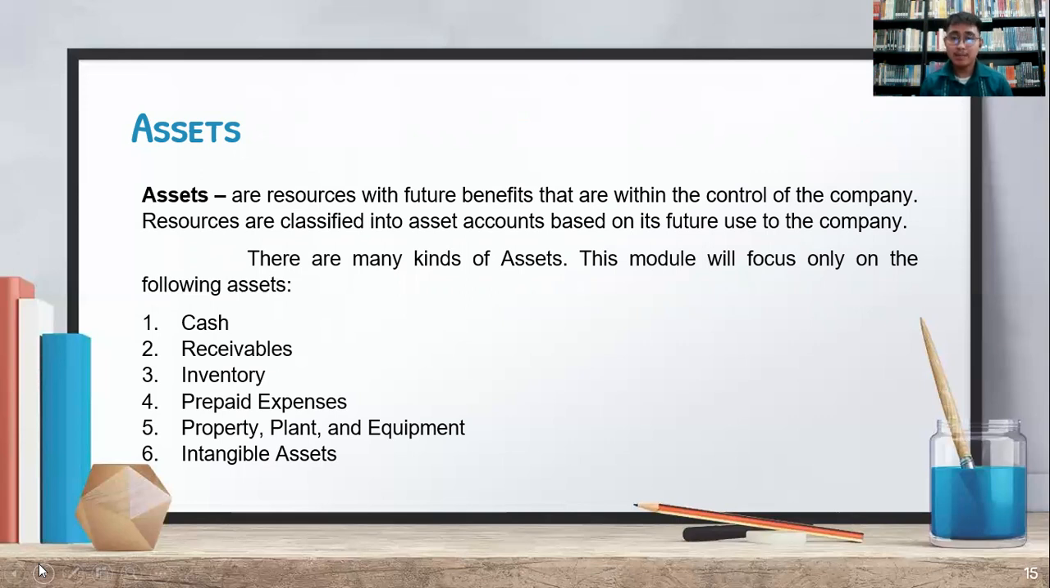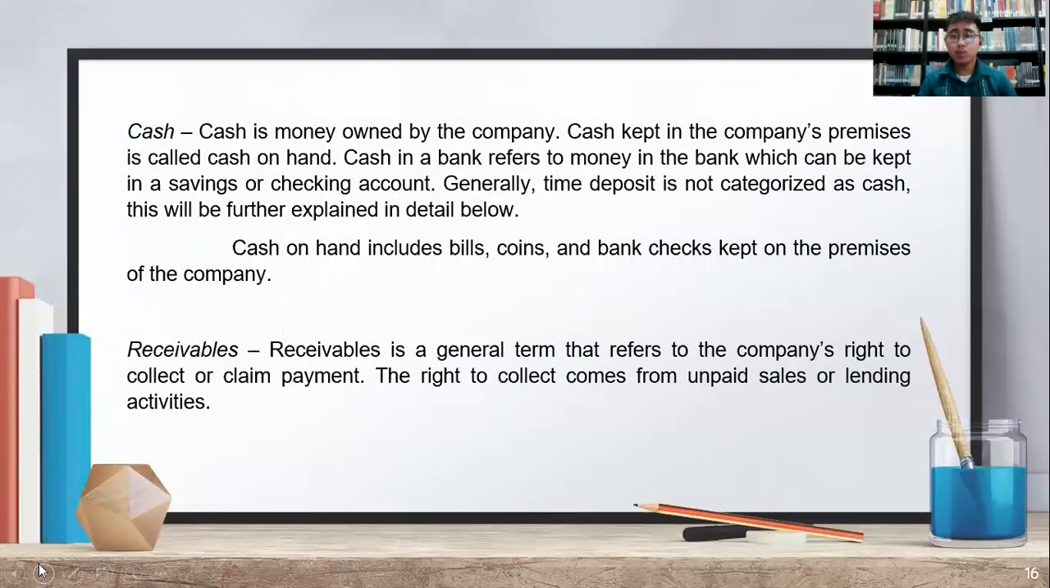So pwede po siyang gamitin para gumawa ng isang produkto or pwede po siyang isang bagay na kung saan magagamit sa isang company. There are many kinds of assets, and this module will only focus on the following assets. Ito po yung example ng assets na meron sa isang company or sa isang business. First, we have cash. We also have receivables, inventory, prepaid expense, property, plant, equipment, and intangible assets. So let's explain it one by one.